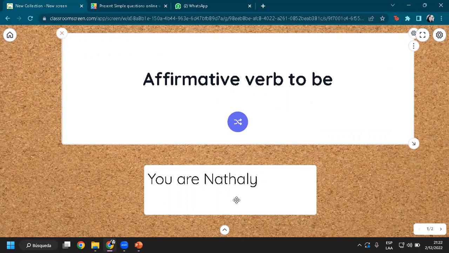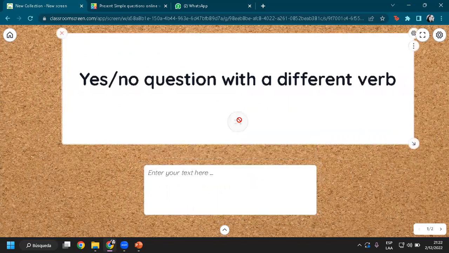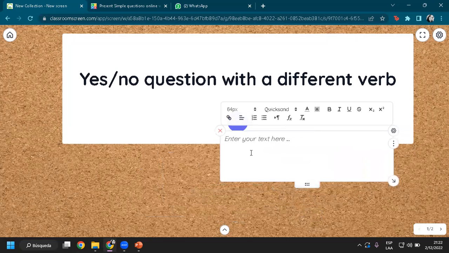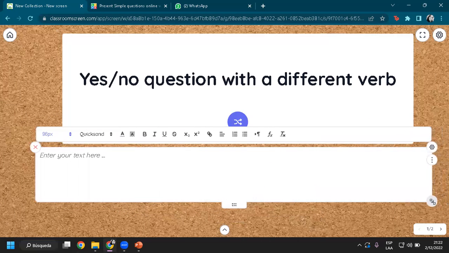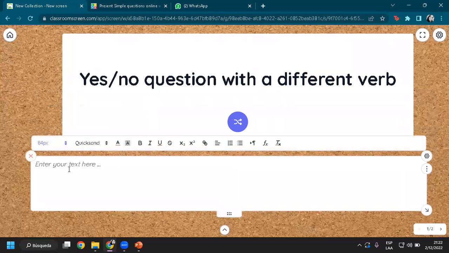Rogelio. Okay, pero, Rogelio. Let's see. Yes, no questions with a different verb. Tiene que darme una yes, no question usando un verbo que no sea el verb to be. It has to be a different verb. Easy, Roger. Piensen en la estructura. Si tengo un verbo diferente al verbo to be, ¿qué necesito primero en una yes, no question? Auxiliary. Very good.